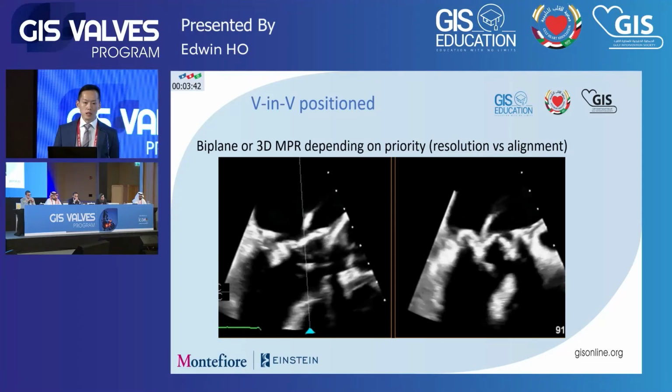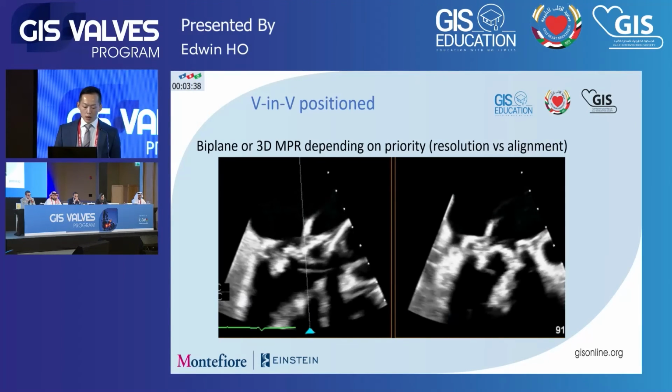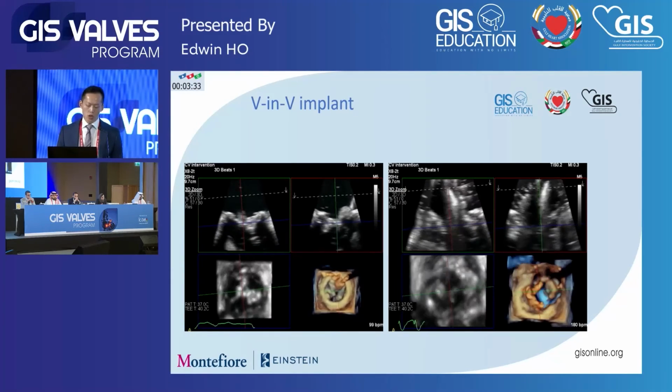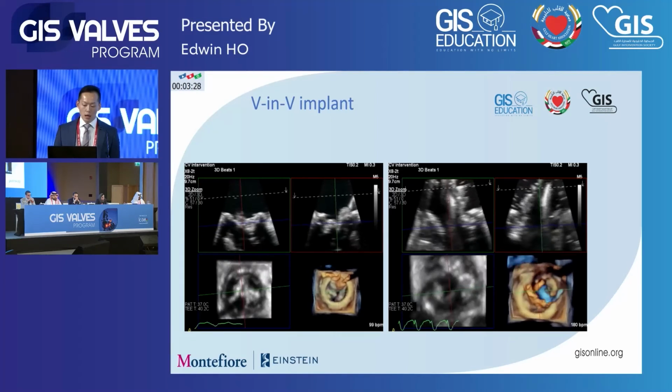The trade-off, of course, being that you lose spatial and temporal resolution whenever you're working in a live 3D mode. So after we basically had the initial setup in biplane, we switched over actually to NPR in this situation. So you see what that NPR looks like.